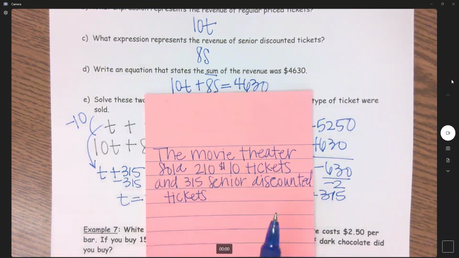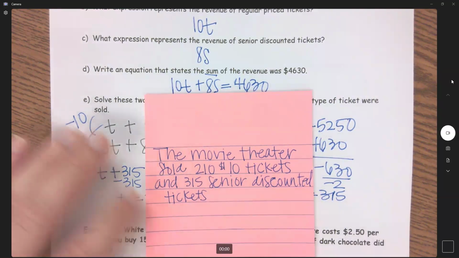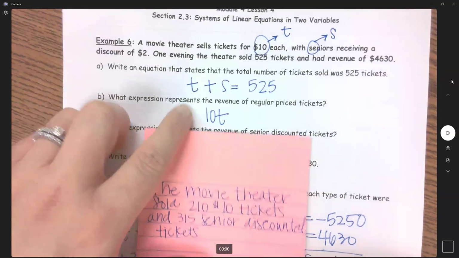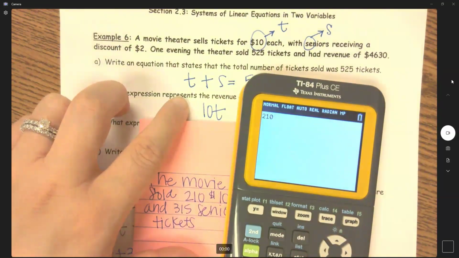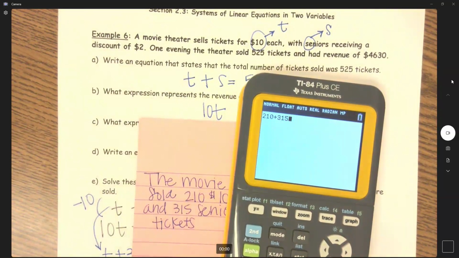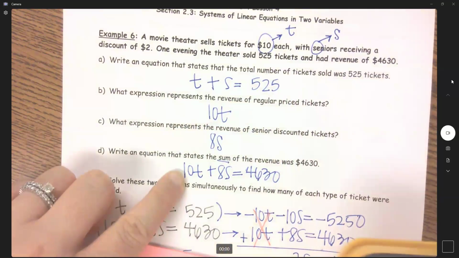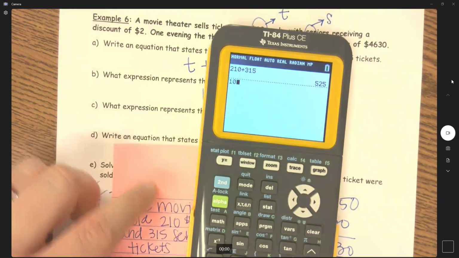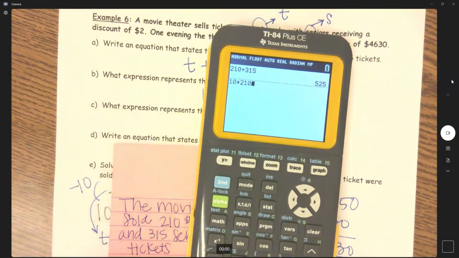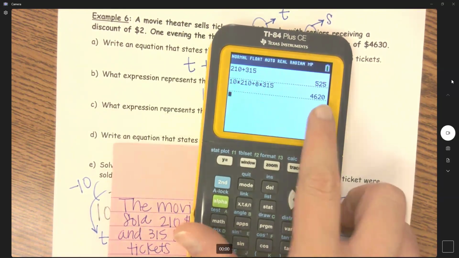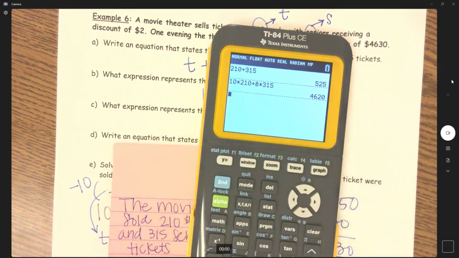And we can always check to see, do these things meet the criteria of the problem? If I substitute those in here, 210 plus 315 does give me my total amount of tickets. And if I find the revenue, 10 times 210 plus my senior discounted tickets were $8 times the 315 that we got, there is my total revenue right there. So it all checks out.